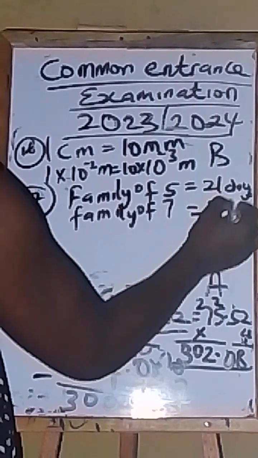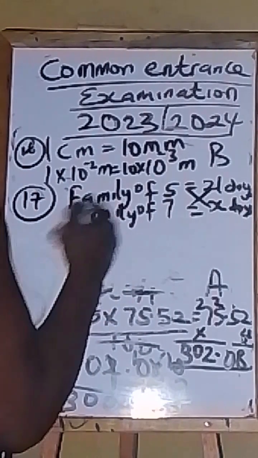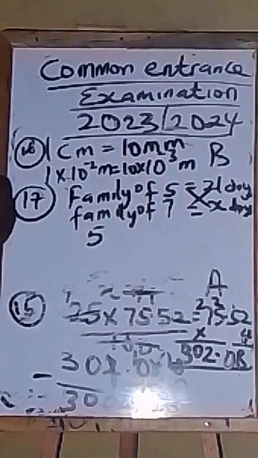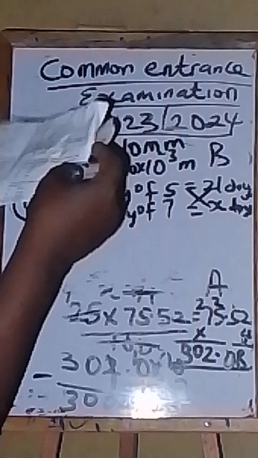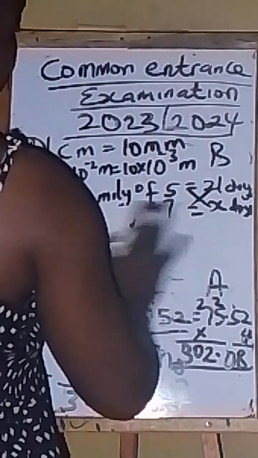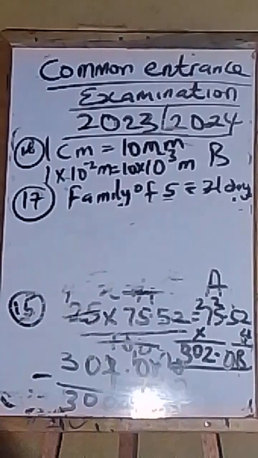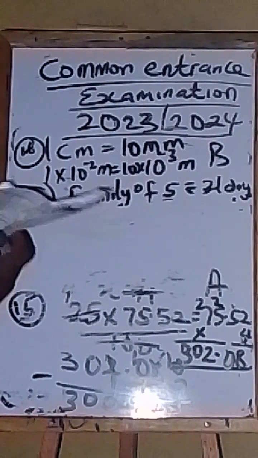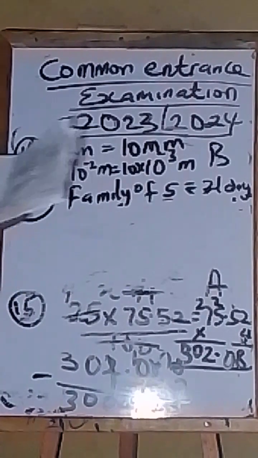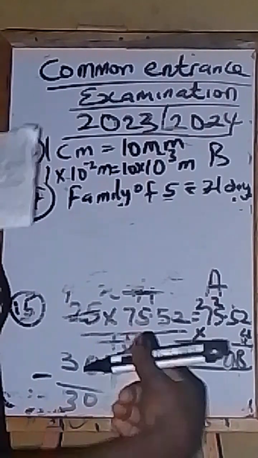Let's assume a family of 5 will eat it in how many days? 21 days. The quantity of food, this is inverse proportion. The food is there, a family of 5 will eat it for 21 days.